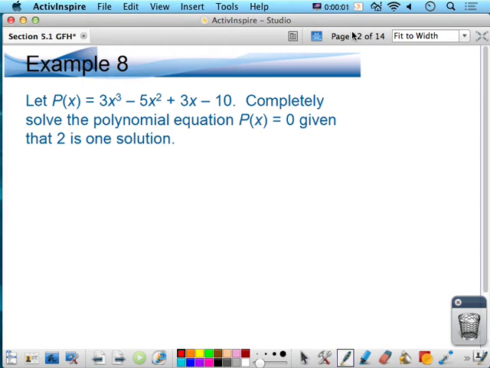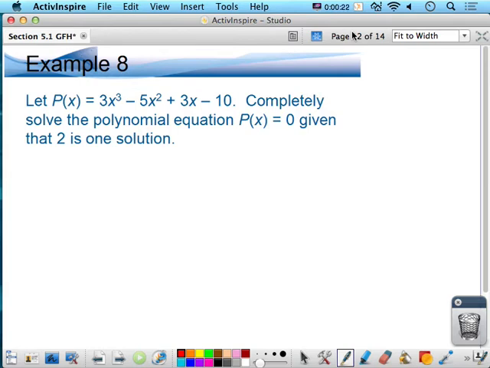The problem is asking us to let the polynomial p of x equal 3x cubed minus 5x squared plus 3x minus 10. We would like to completely solve the polynomial equation p of x equal to 0, given that 2 is one solution. So there are several things going on in this problem.